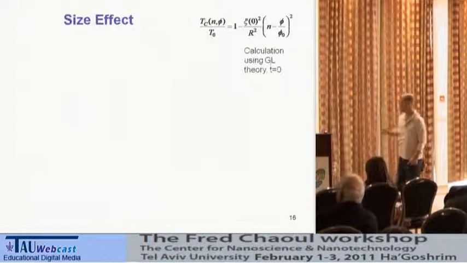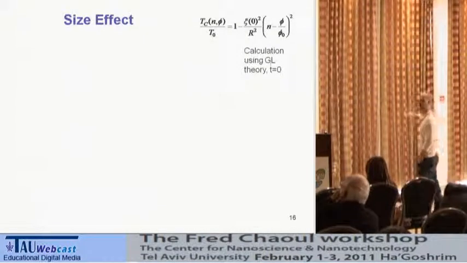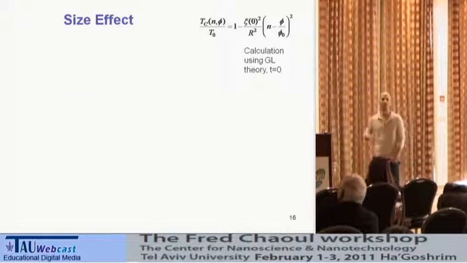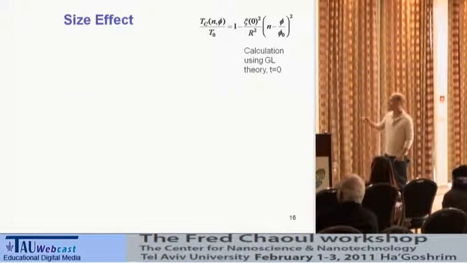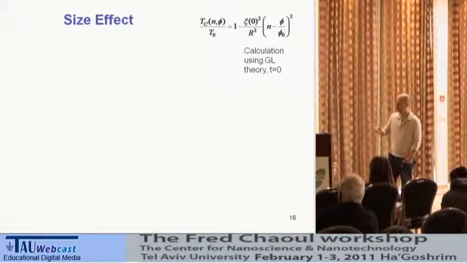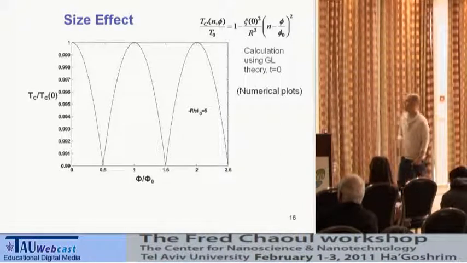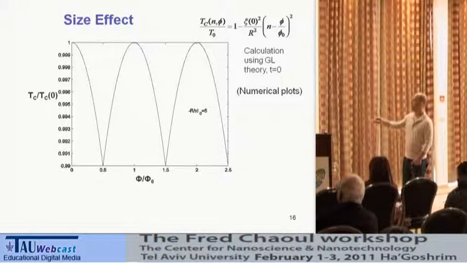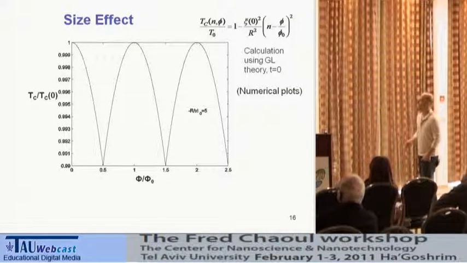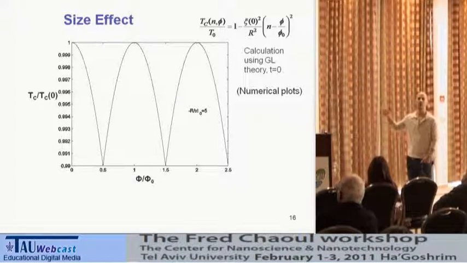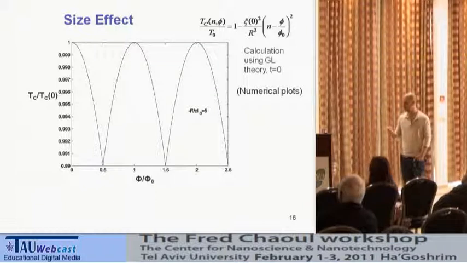So you can put this velocity that we calculated previously into Ginzburg-Landau theory and get this expression for the critical temperature as a function of the flux. Let's do some numerical plots. This is the critical temperature as a function of the flux when the radius is 5 times the coherence length. And look at the scale over here. It's only 1%, and yet it is 20 times bigger than the oscillations that Little and Parks observed.